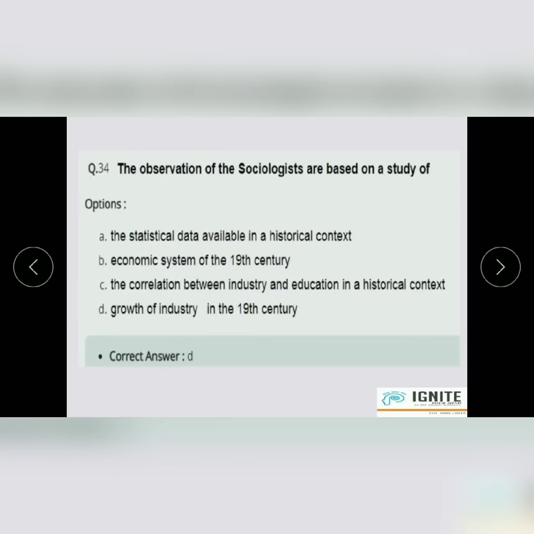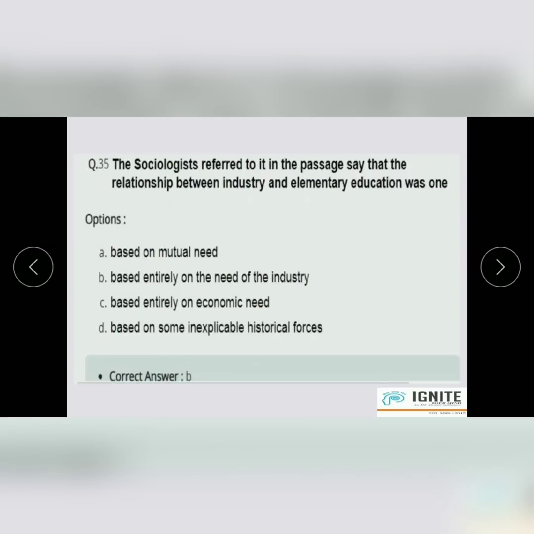34, the observation of the sociologists are based on a study of growth of industry in the 19th century. And this is the last question from English comprehension. The correct answer is given here. Read the passage carefully and find the answer. Check with this answer given here.